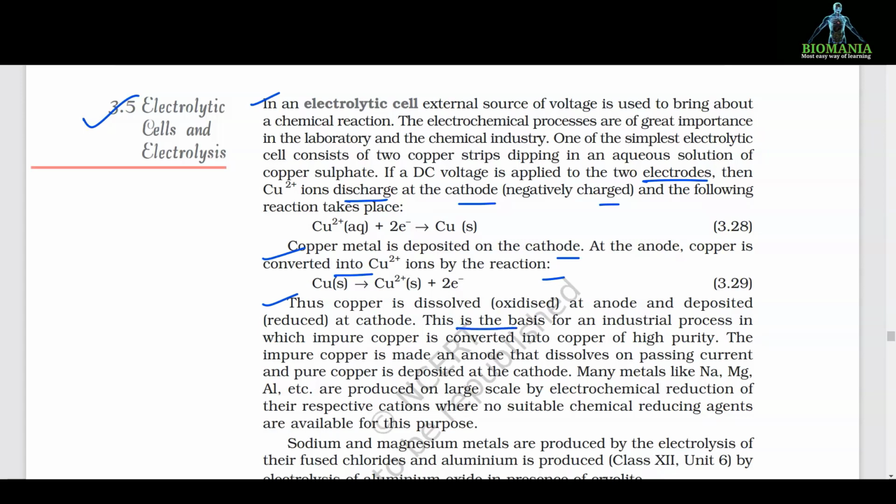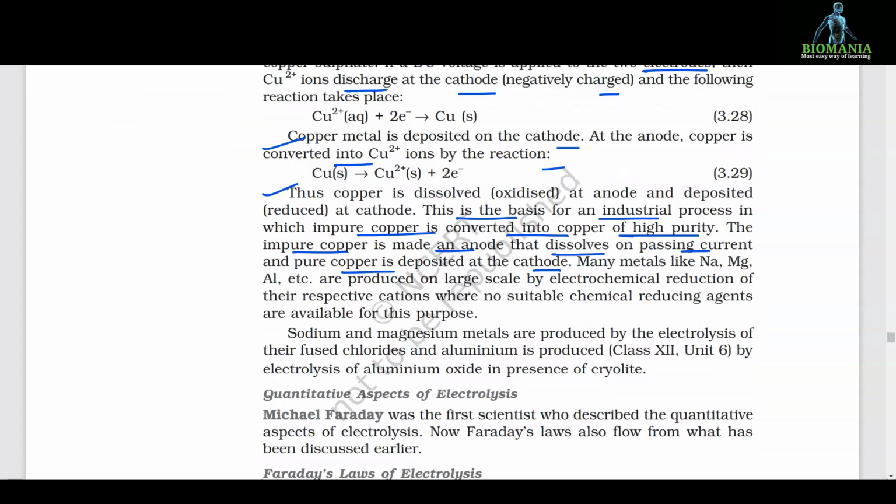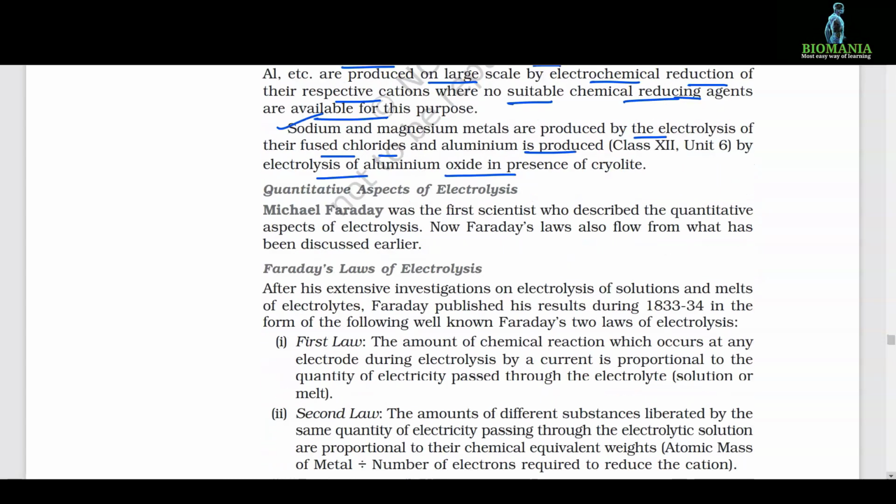This is the basis for an industrial process in which impure copper is converted into copper of high purity. Impure copper is made an anode that dissolves on passing current, and pure copper is deposited at the cathode. Many metals like sodium, magnesium, aluminium, etc. are produced on a large scale by electrochemical reduction of their respective cations, where no suitable chemical reducing agents are available for this purpose. Sodium and magnesium metals are produced by the electrolysis of their fused chlorides, and aluminium is produced by electrolysis of aluminium oxide in the presence of cryolite.